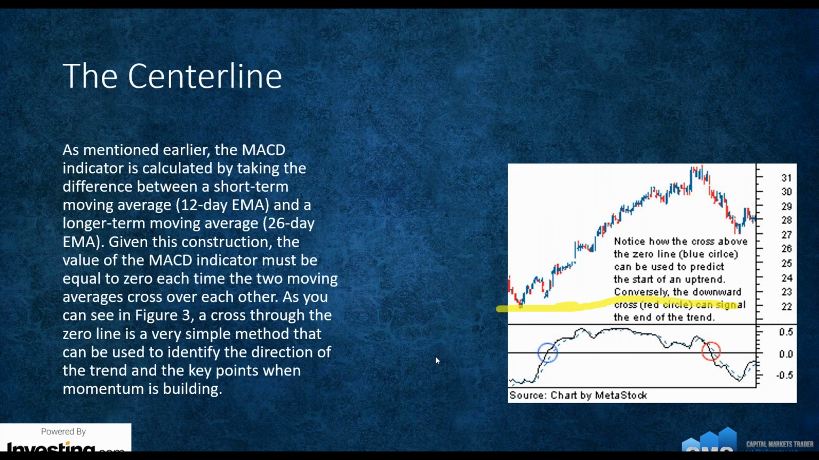As mentioned earlier, the MACD indicator is calculated by taking the difference between the short-term moving average, the 12 period, and the 26. Given this construction, the value of the MACD indicator must be equal to zero each time the two moving averages cross each other. And this is something you have to keep in mind. A cross through the zero line is a very simple method that can be used to identify the direction of the trend and key points when momentum is building in an asset.